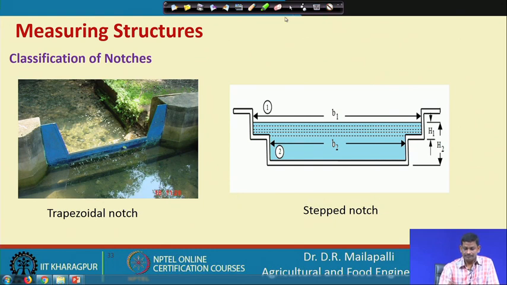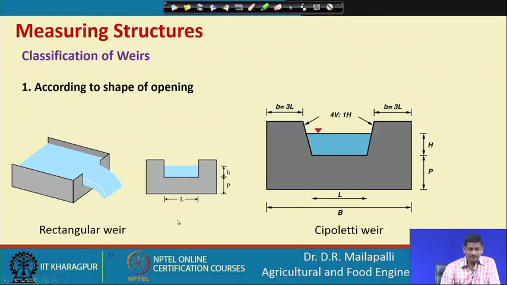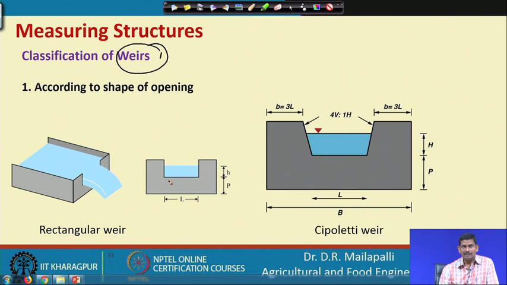So, the next are the wears, right. What is the difference between a wear and a notch? Notches are devices made mostly of metal sheets or similar, and wears are made of cement, concrete or something like that, because wears hold the larger discharges, whereas notches measure the smaller discharges. Okay.